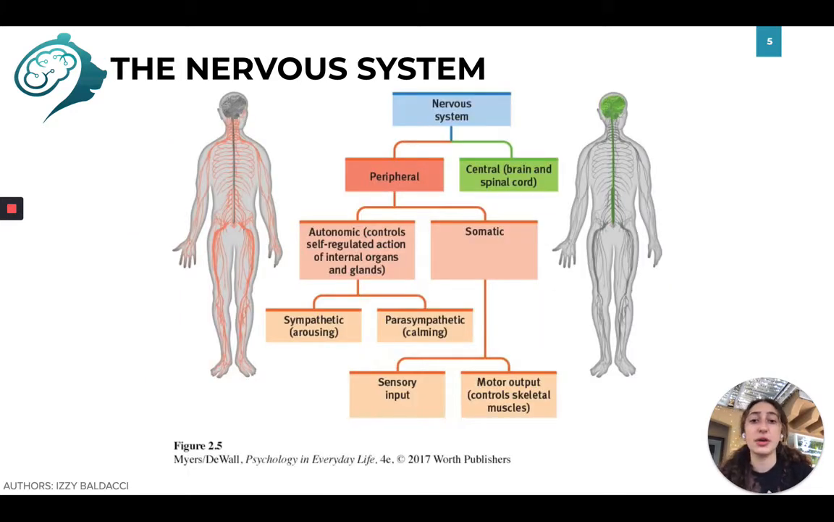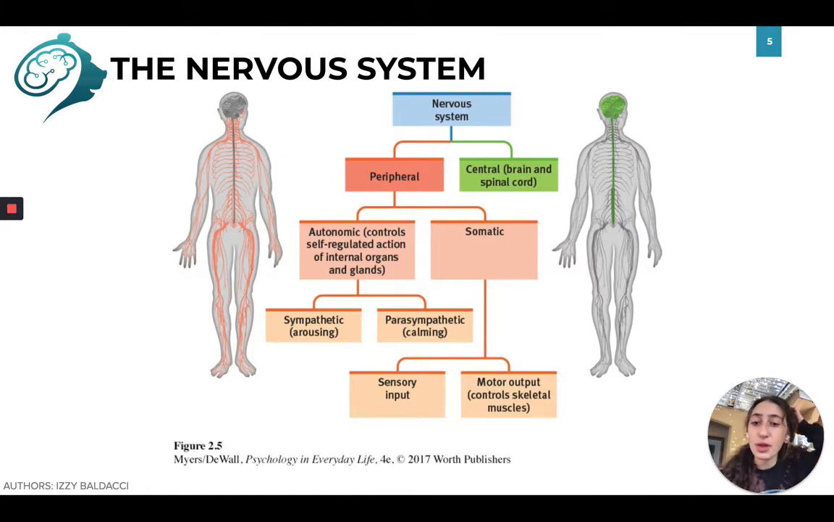So here's a diagram that splits the nervous system into multiple parts. The first division is between the peripheral nervous system and the central nervous system. And if you look at the body on the left, highlighted in this peach color is the peripheral nervous system, and on the right, highlighted in green, is the central nervous system. So this is a good visual representation to have as we continue to talk about these systems in this lesson.